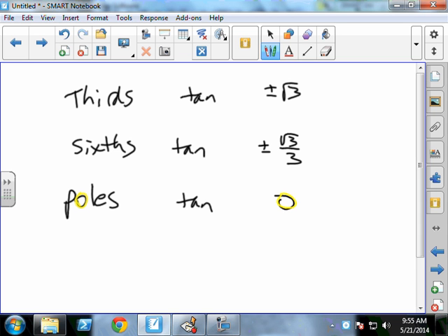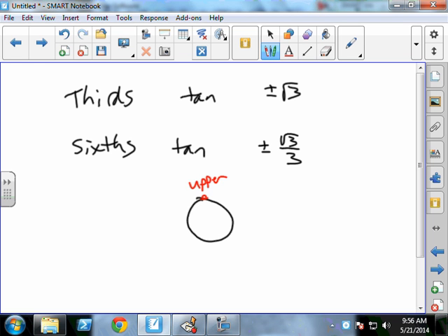But that's at the east and the west pole. So that doesn't really help with the north and the south, does it? So maybe that's not the best idea, because sometimes it's undefined at the north and south pole. Okay. Wait a minute. What about this? Upper, under. The tangent is und, and the tangent is und. So maybe that'll help you. Maybe, I don't know.